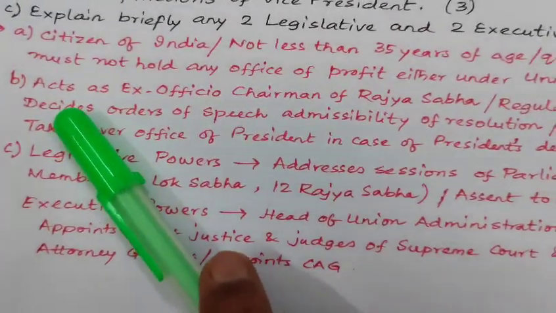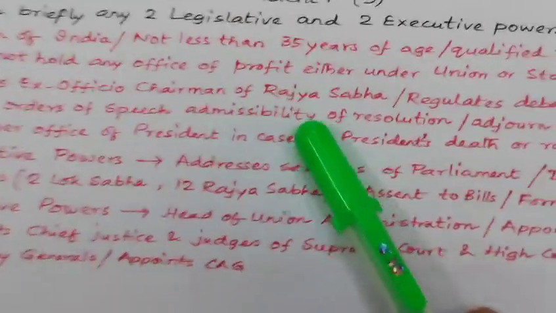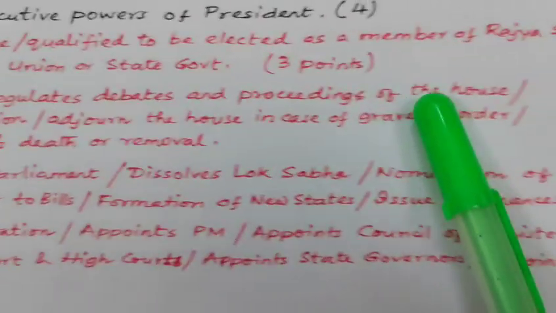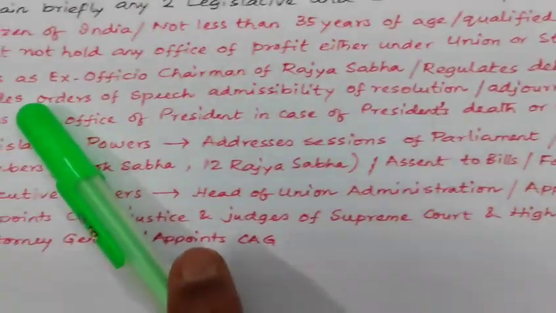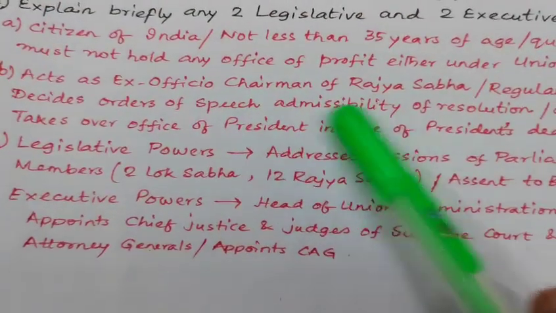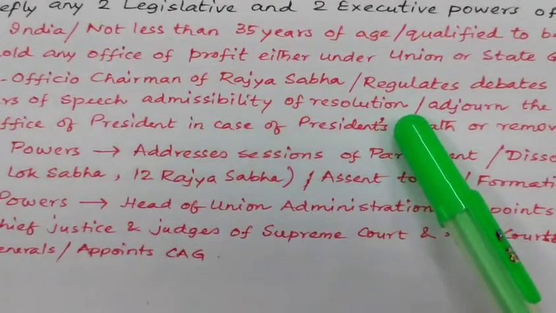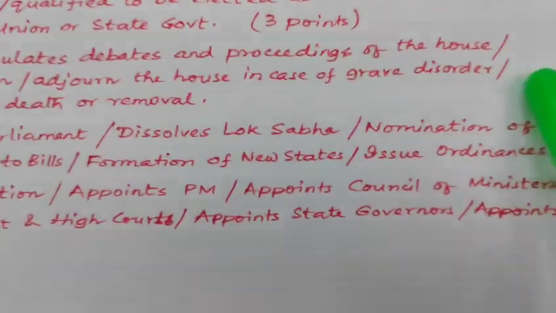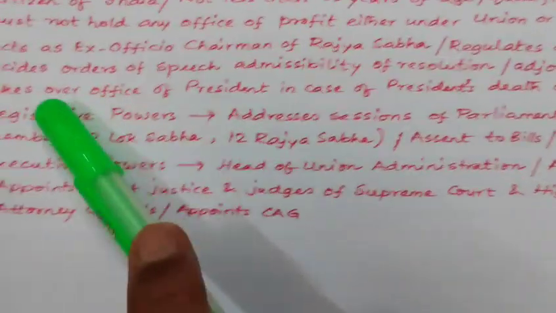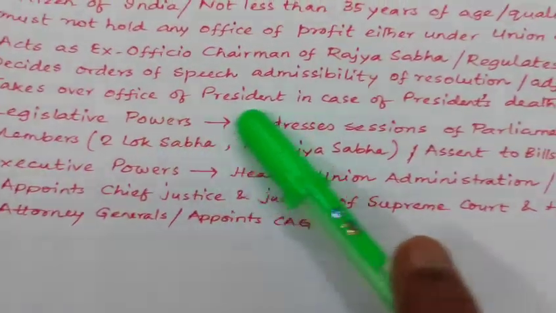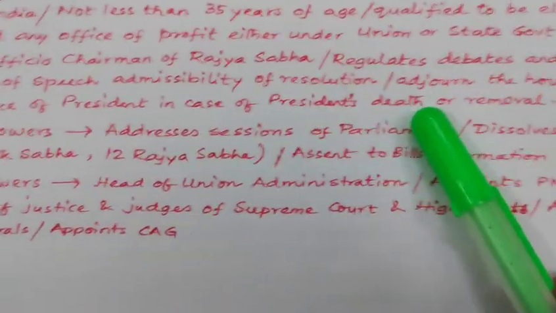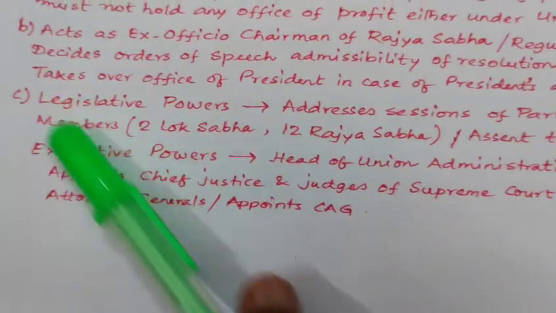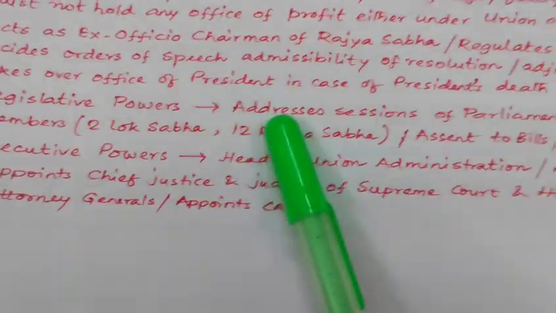B. The Vice President acts as ex officio chairman of the Rajya Sabha, or he regulates debates and proceedings of the houses. He decides the order of speeches, admissibility of resolutions, or adjourns the house in case of grave disorder, or, this is a very vital function, he takes over the office of the President in case of the President's death or removal. Any 3.